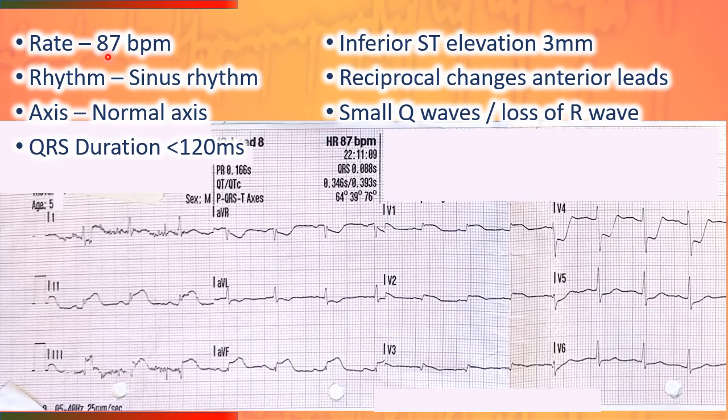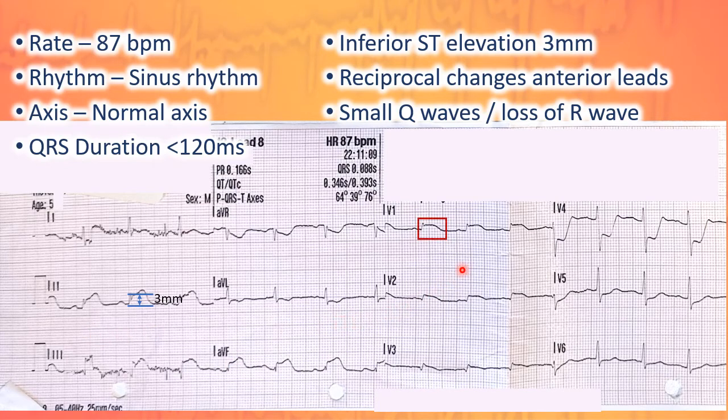So baseline parameters: heart rate 87, sinus rhythm, normal axis, normal QRS. We have inferior ST elevation in lead 2, 3 and AVF, and we can measure that at around 3 millimeters.